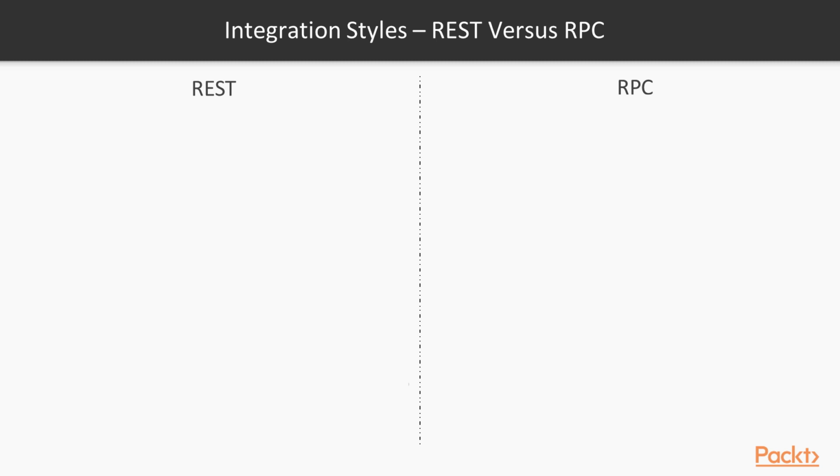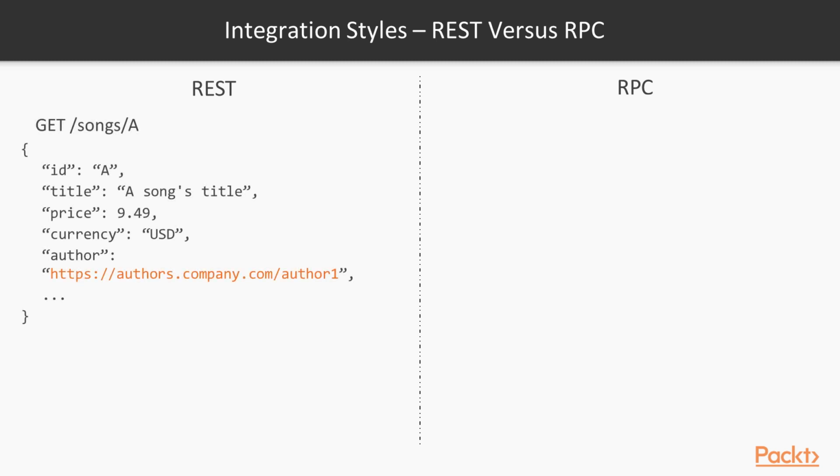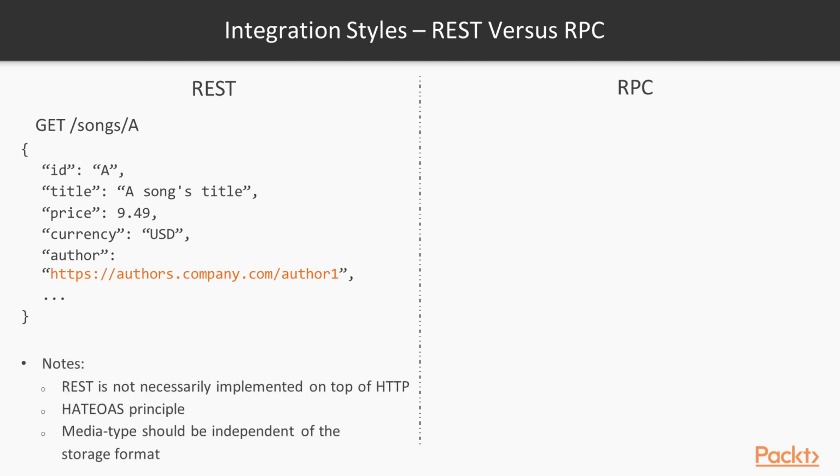Let's also have a look at the two main styles we can use to actually send data between two systems, REST and RPC. The first one stands for Representational State Transfer. The main idea behind it is to model your systems as resources and actions on these resources. Note that REST is technology agnostic and can be implemented on top of any protocol.